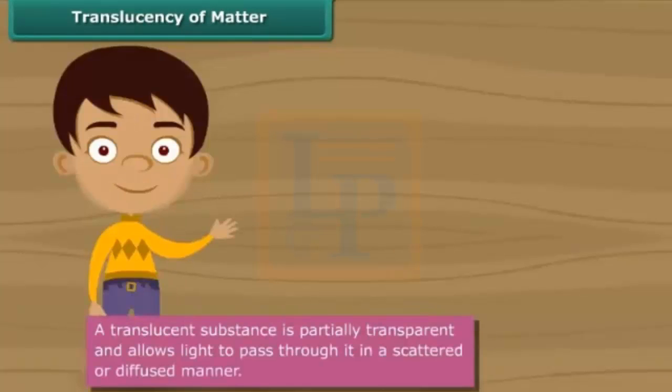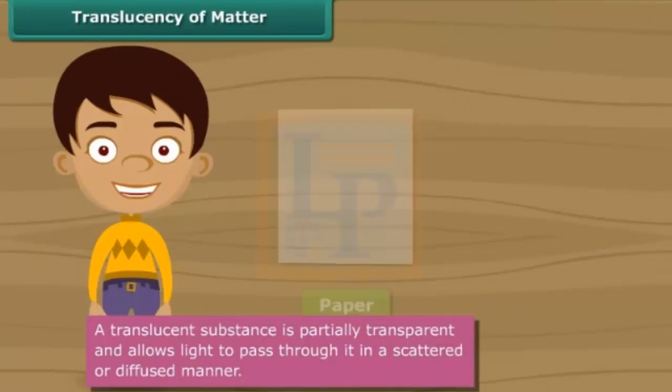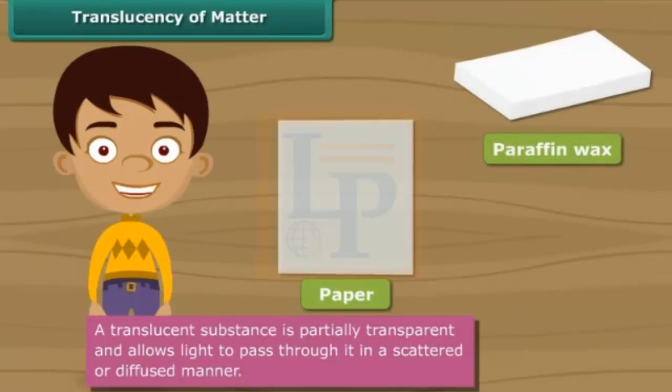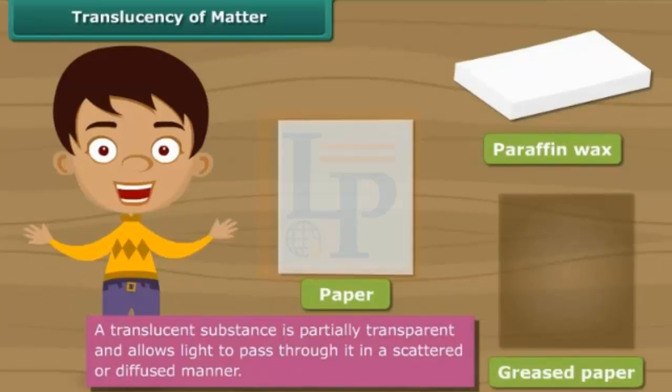A translucent substance is a substance that has the characteristics of both transparent and opaque substances. While it absorbs some light, it reflects back the rest. The absorbed light is transmitted in a scattered or diffused manner. Other examples of translucent substances are paper, paraffin wax, greased paper, etc.